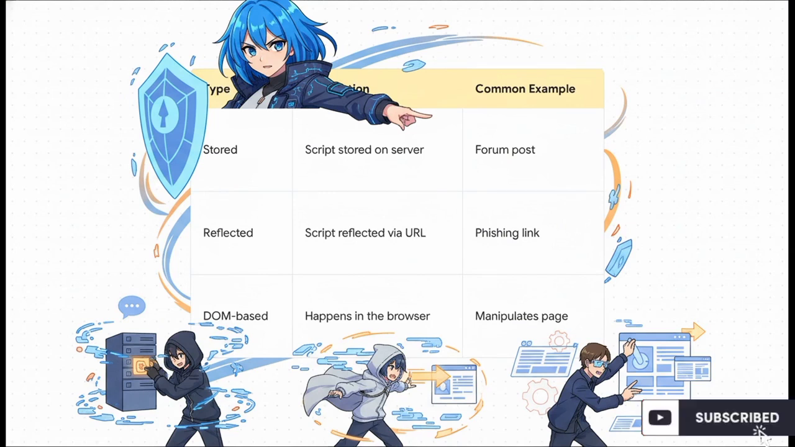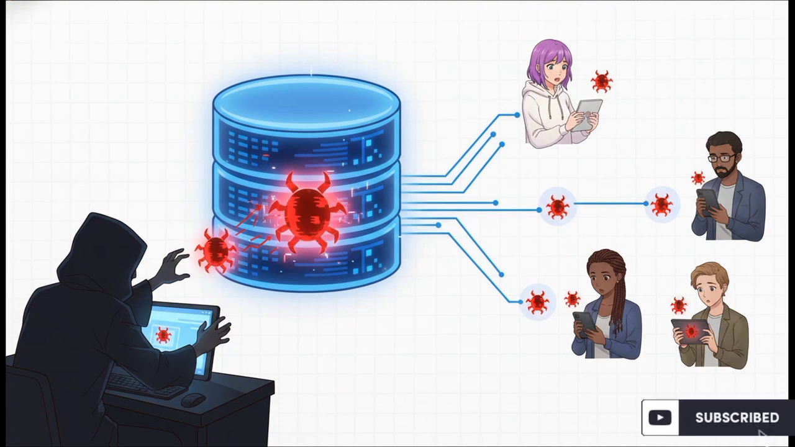Then there's reflected XSS, which is more of a one-off attack that needs you to click a link. And finally, the really stealthy one, DOM-based XSS, which happens entirely on your machine. Now let's dig into each of these a little more. First up, we have stored XSS.